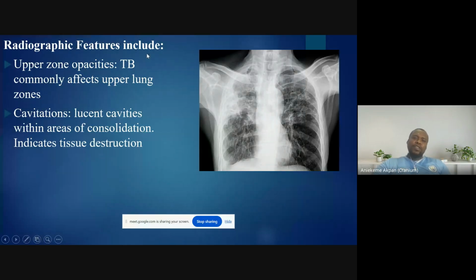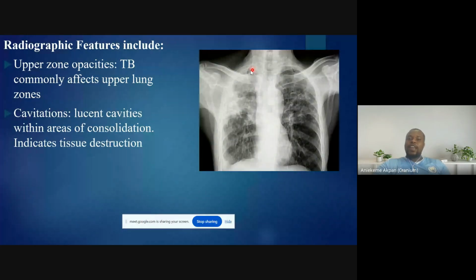So radiographic features of TB are mostly seen in the upper zone. You will see opacities within the upper lung zone. It's most likely TB because the bacteria tends to move to areas of high oxygen concentration, and you have high oxygen concentration in the upper part of the lungs. Let me see if I can use my pointer. So you can see, in this particular disease condition, the tuberculosis affecting this area.